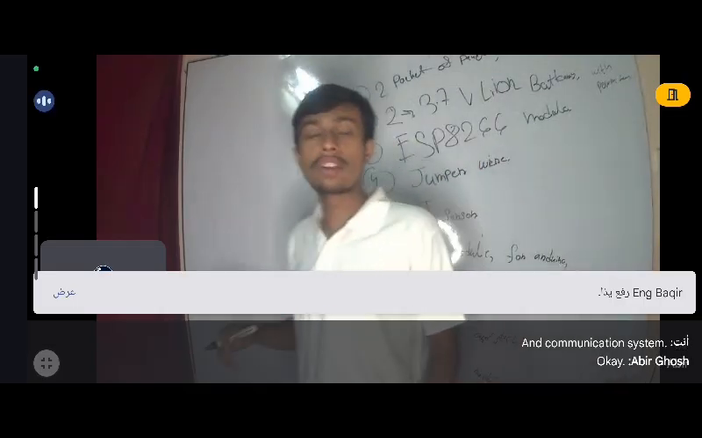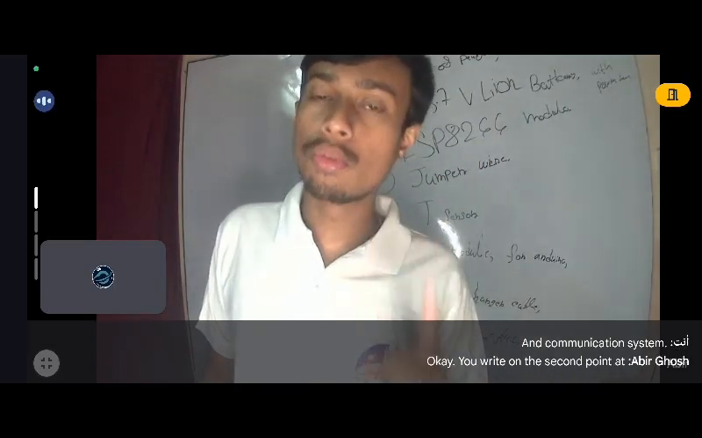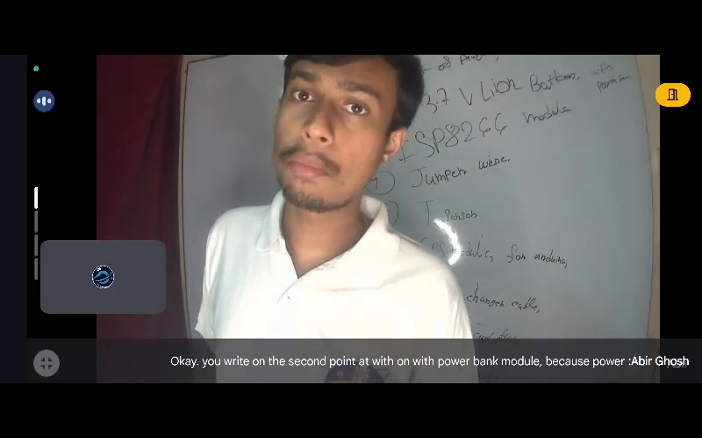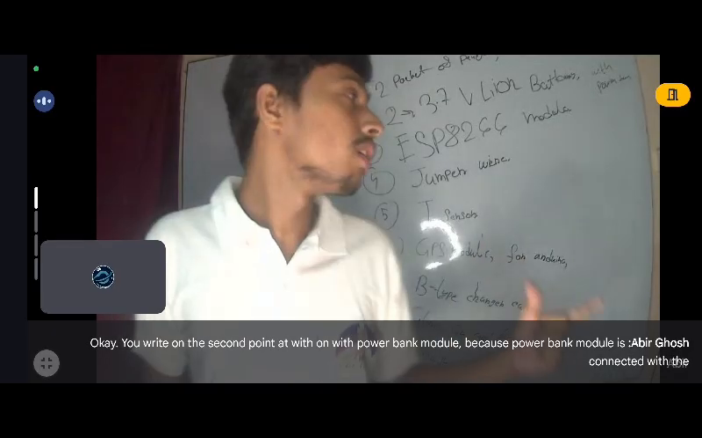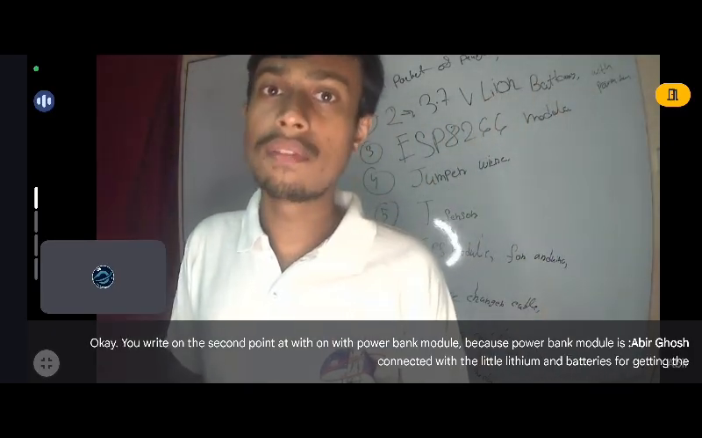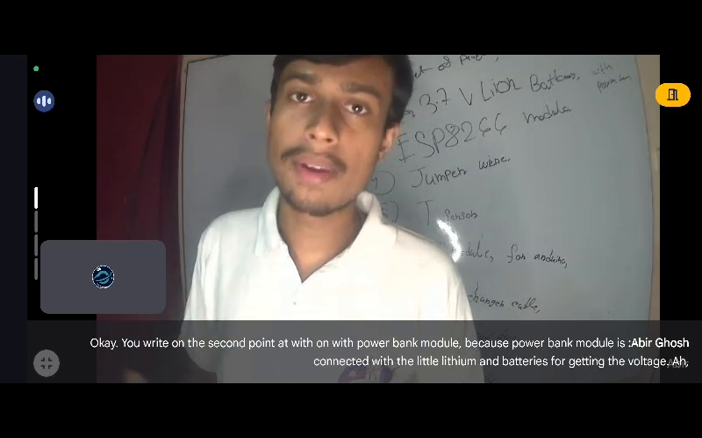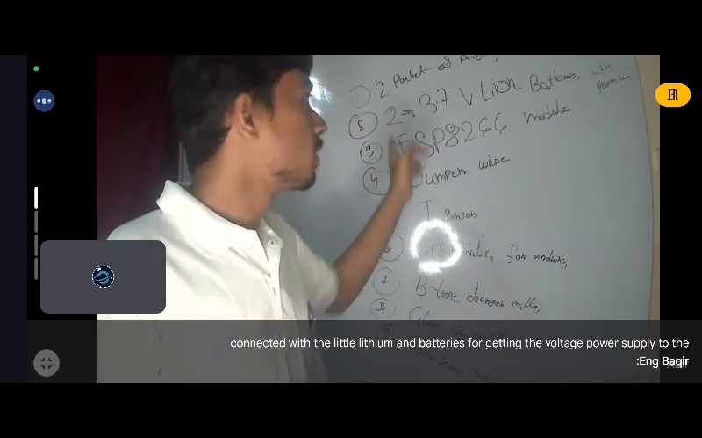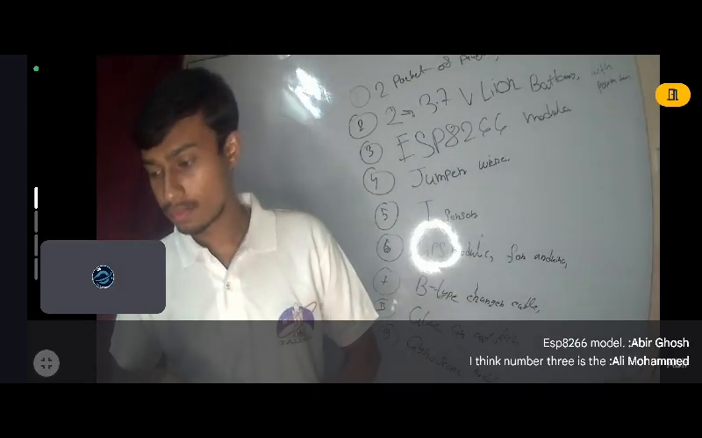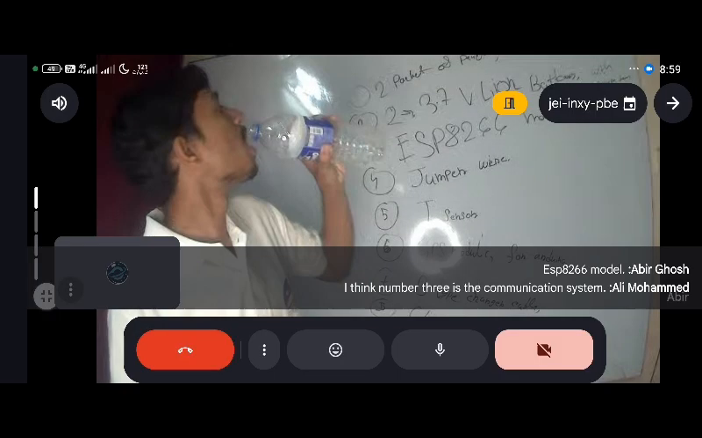Okay, you write on the second point, add with power bank module, because the power bank module is connected with the two lithium-ion batteries for getting the voltage power supply to the ESP8266 module. I think number 3 is the communication system.